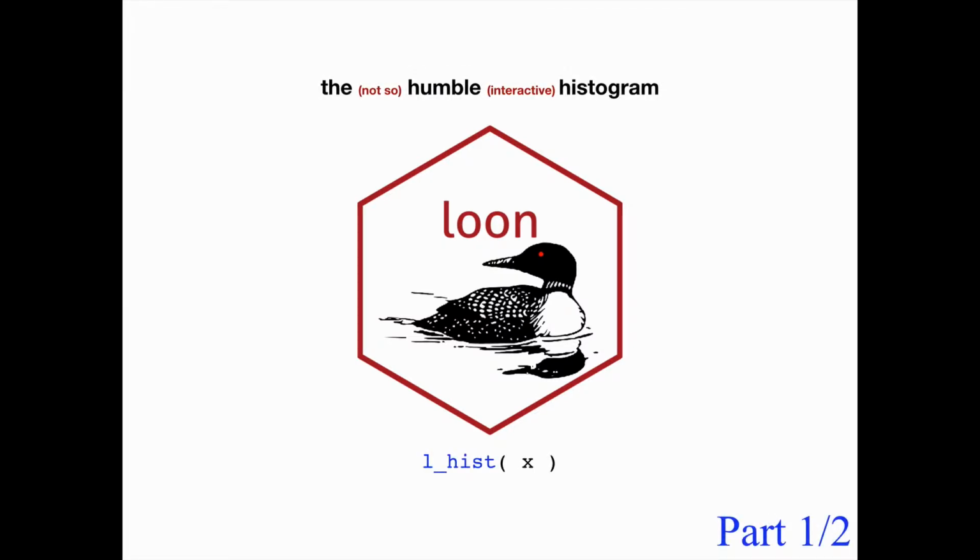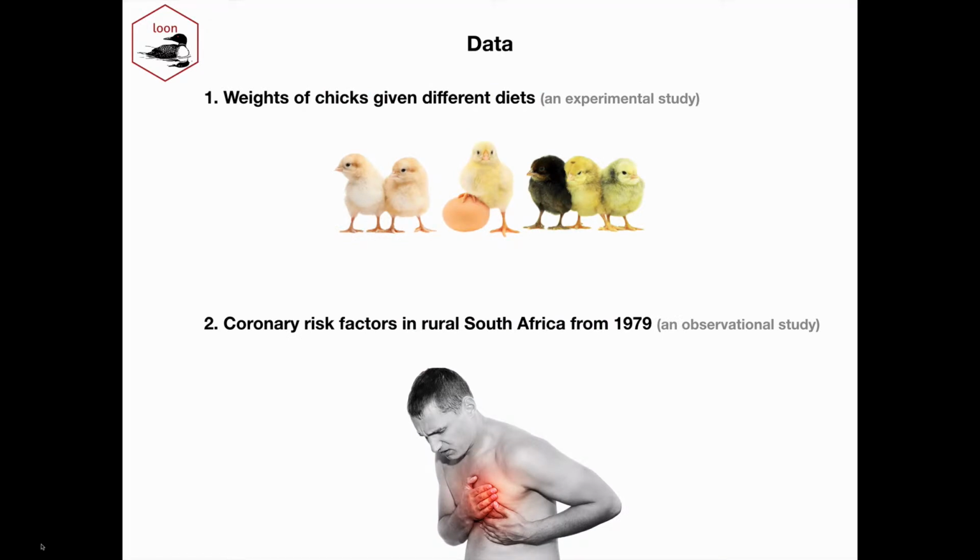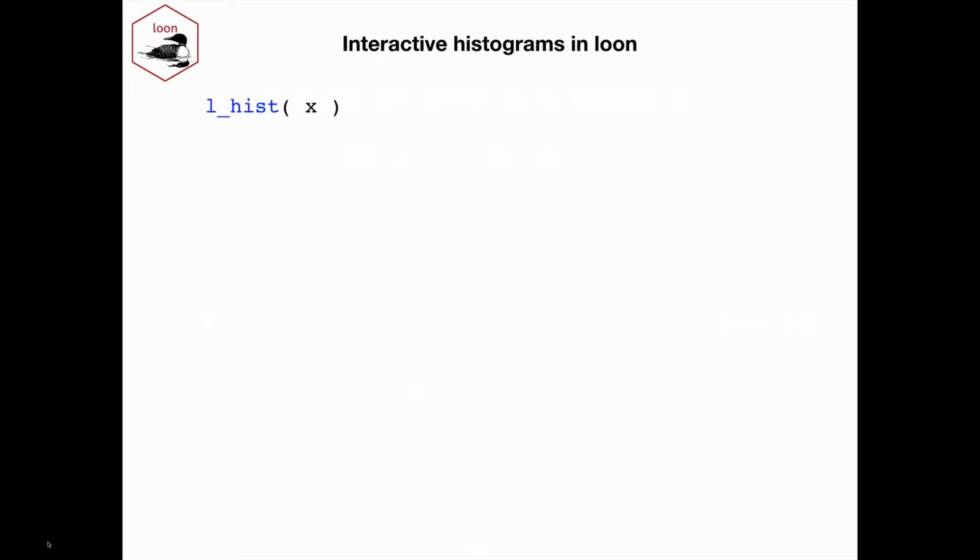In this video, I'm going to demonstrate the interactive histogram features in Loon. I'm going to do that by looking at two different data sets that are available in R. One is an experimental study on the weights of chicks. The other is an observational study on coronary risk factors.